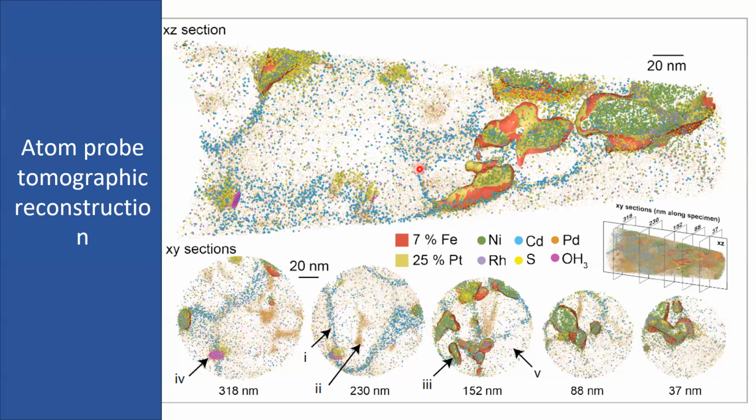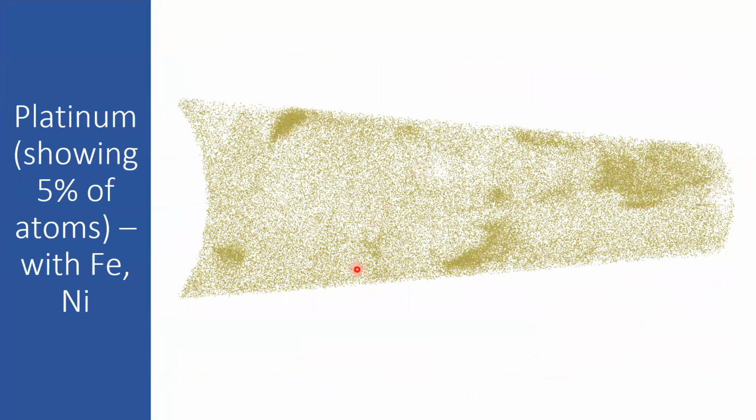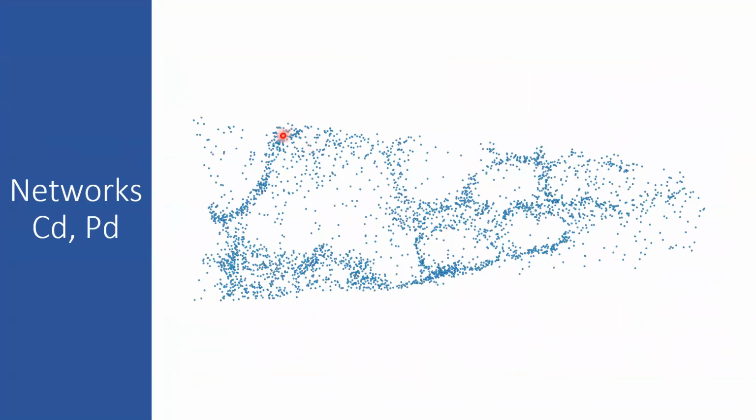That's nice. In a bit more detail, this is platinum, just showing 5% of the platinum atoms. And you can really see that platinum's distributed through the whole needle, but is really enriched within those subgrains that I showed with relatively sharp boundaries. And that's sitting with enhanced iron and nickel. This is the cadmium network that I mentioned. And you can see it's really defining these boundaries.